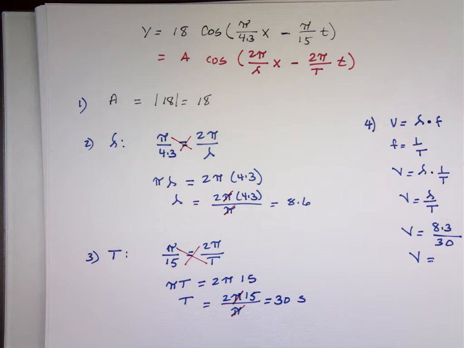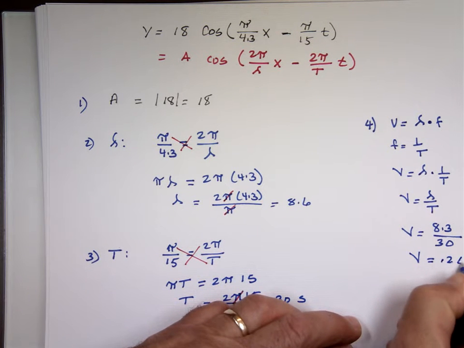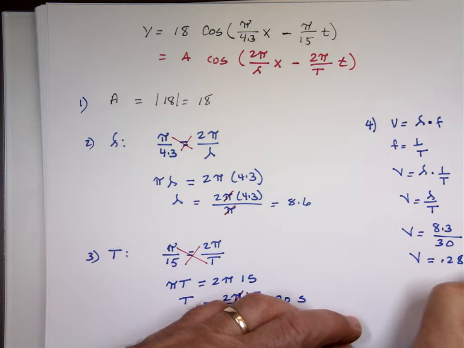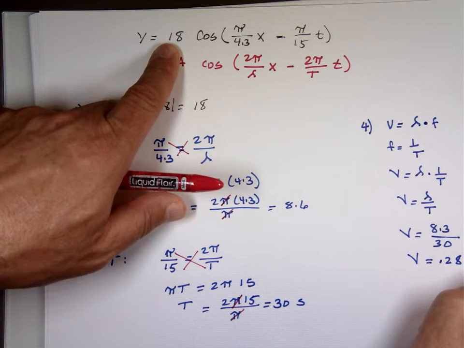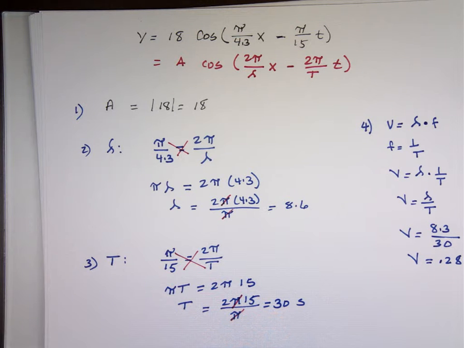And what's the velocity? 8.3 divided by 30, 0.28. This was centimeters per second. Remember, this was in centimeters, it wasn't meters. So 0.28 centimeters per second. Is the unit centimeters per second or meters per second? Centimeters per second, yep.